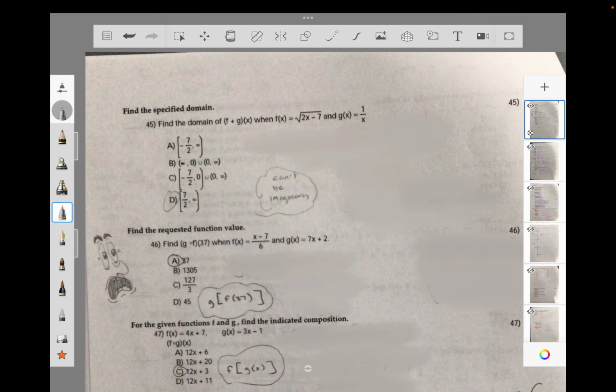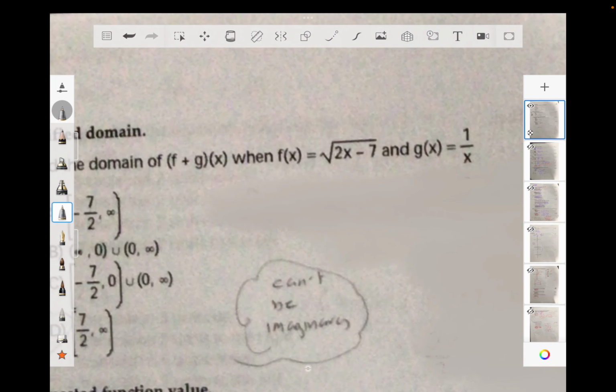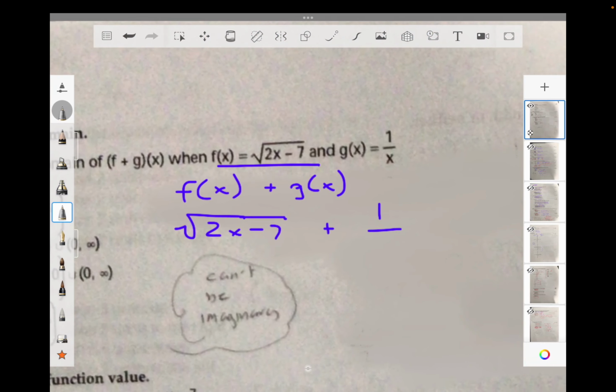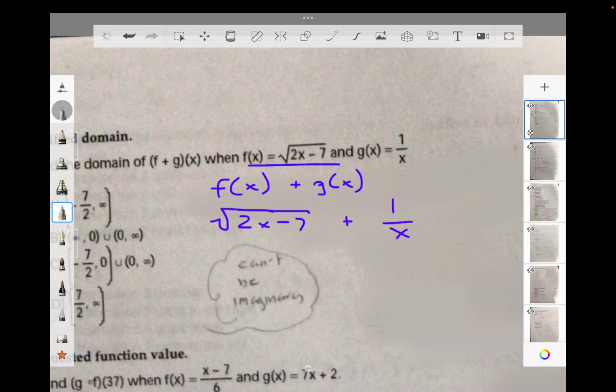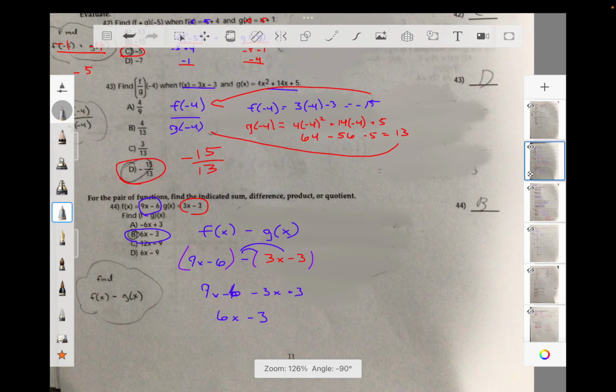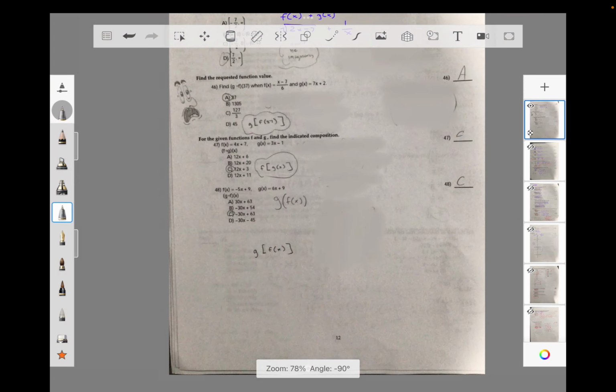Find the domain of f plus g. Remember, it's the same thing as saying f of x plus g of x. They give us f of x as 2x minus 7, and g of x is 1 over x. If we were just doing this problem again, that's where it would stop. But we have to find the domain.